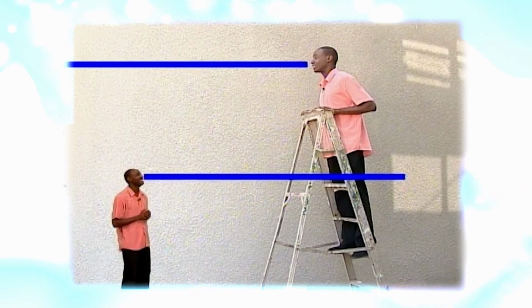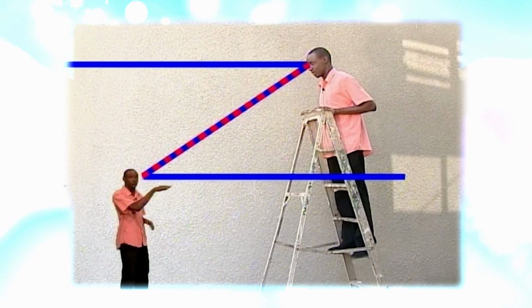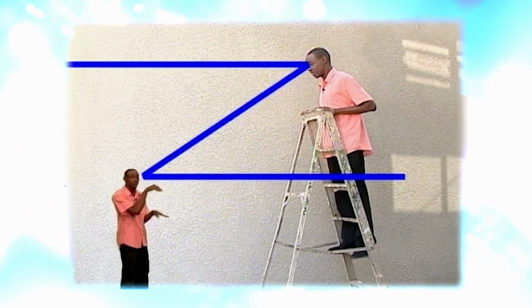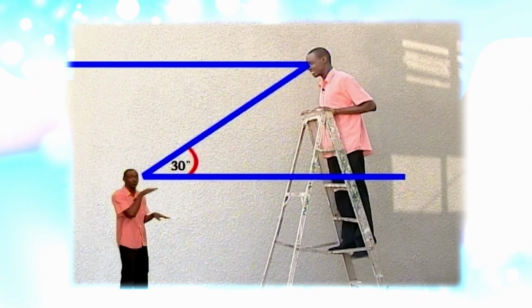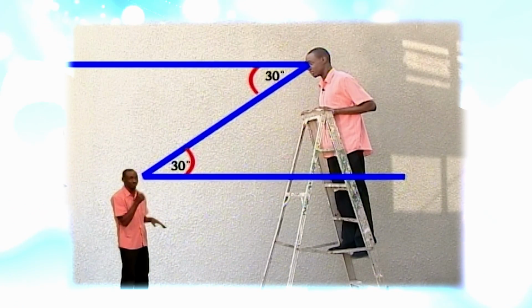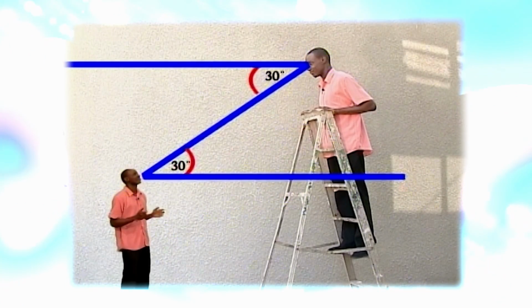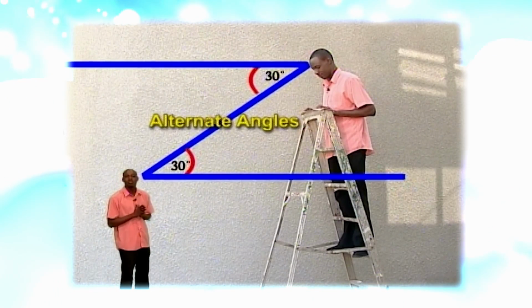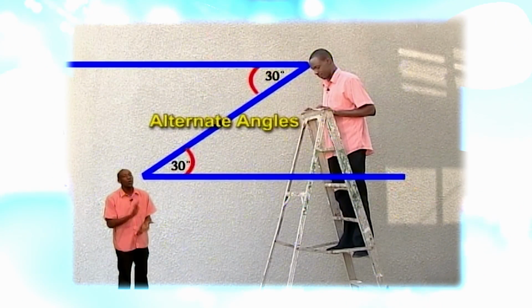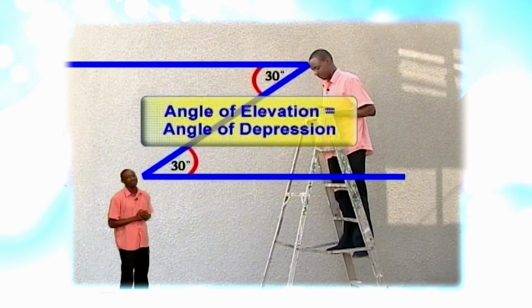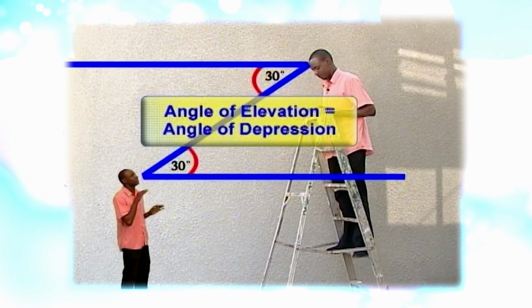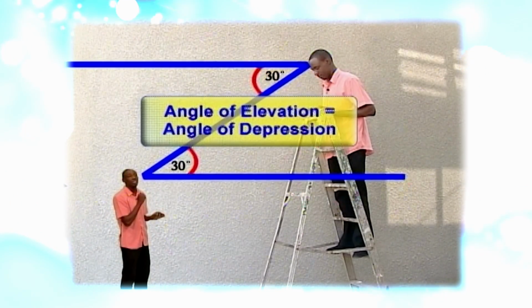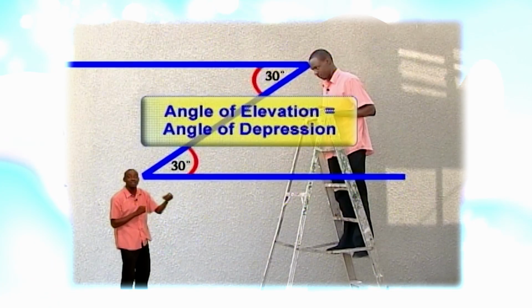Our horizontal lines of sight are parallel, which means that they never cross. Now, the line connecting our horizontal lines of sight is transversal and forms the exact same angle on both horizontal lines of sight. We refer to these angles as alternate angles. These angles are always equal. So, the angle of elevation is equal to the angle of depression.